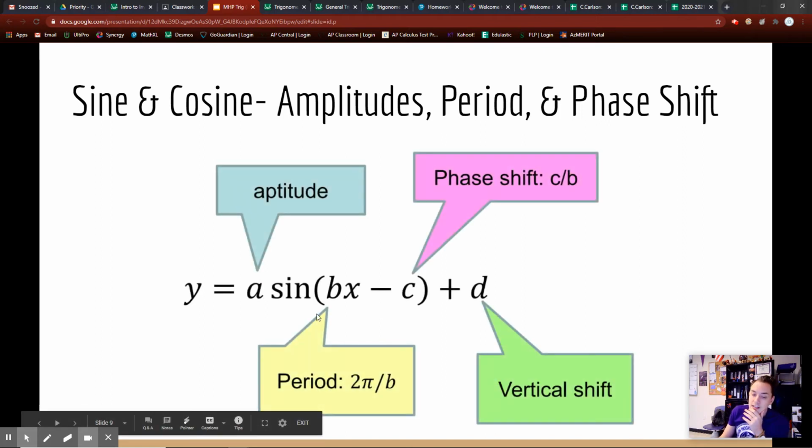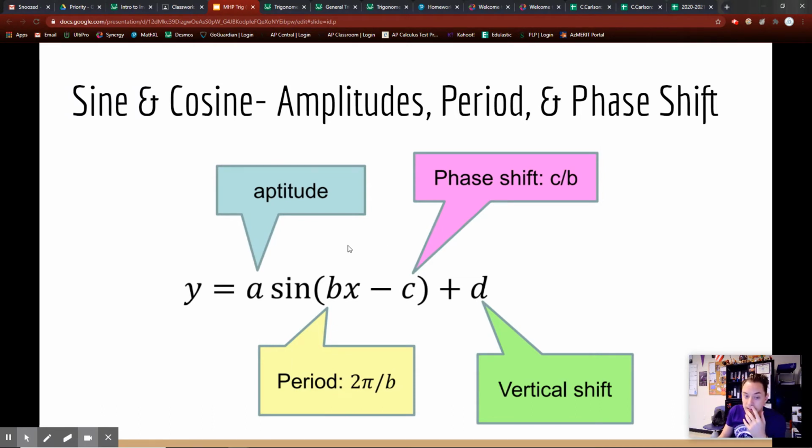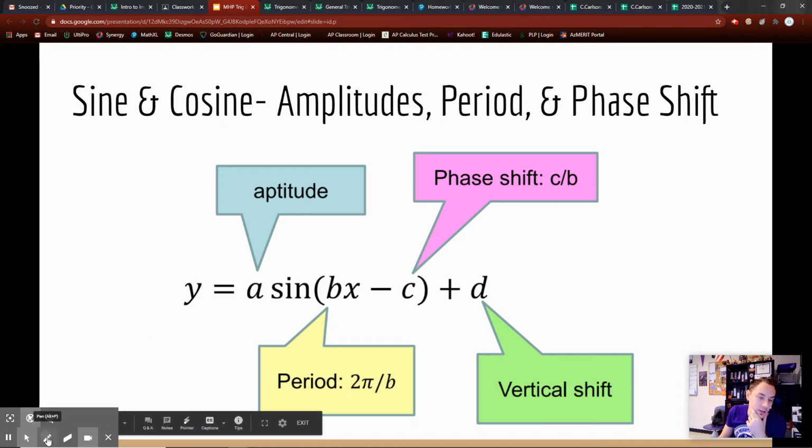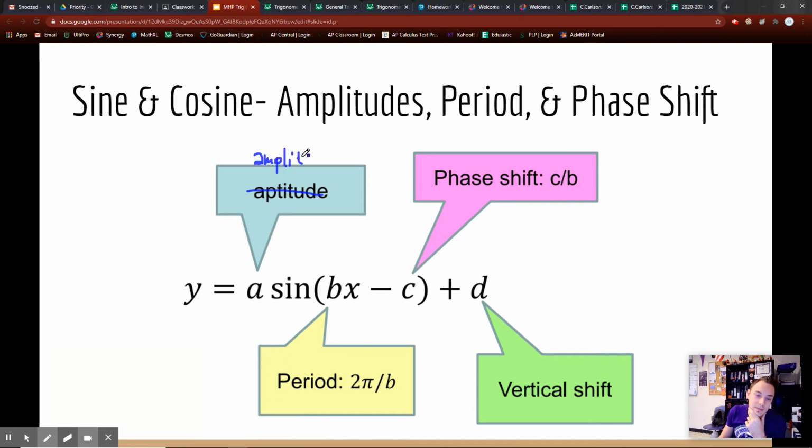Before we do that, I just want to let you know that this is also very convenient. When we're given a function like this, your a is not the aptitude, it's the amplitude. Sorry. And then the phase shift is C all over B. The phase shift is technically called the horizontal shift as well.